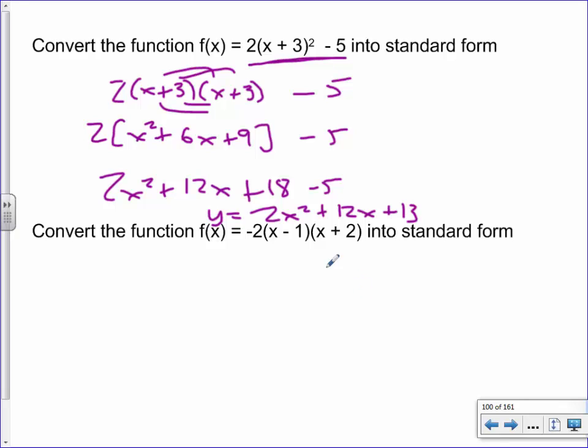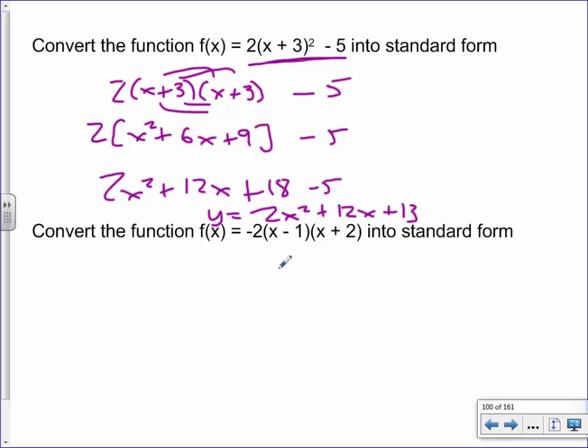What about trying to convert this guy to standard form? Currently, what form is this one in? Yeah, it's factored. So what use does this have? Well, I know where my x-intercepts are. The x-intercepts would have been at 1 and negative 2. If that was helpful, that's what it tells me. The negative 2 still means it's upside down, by the way.